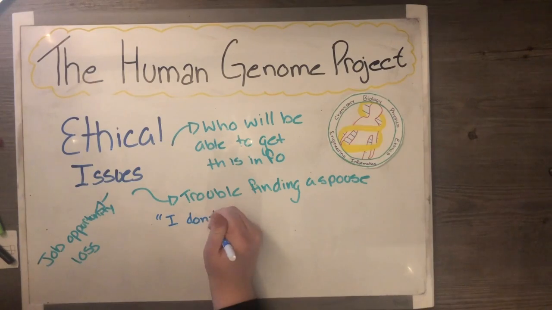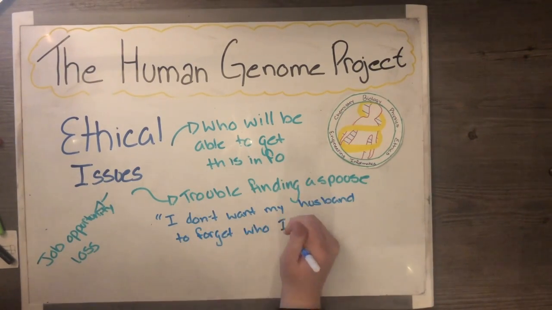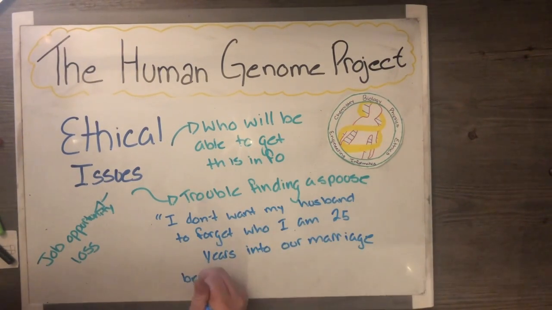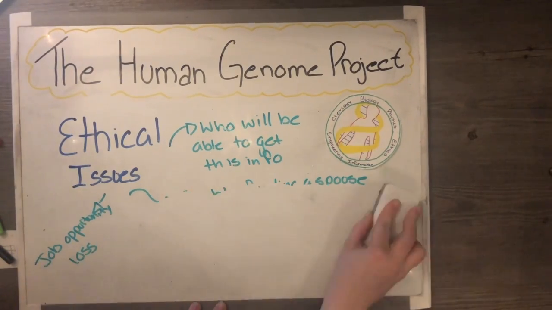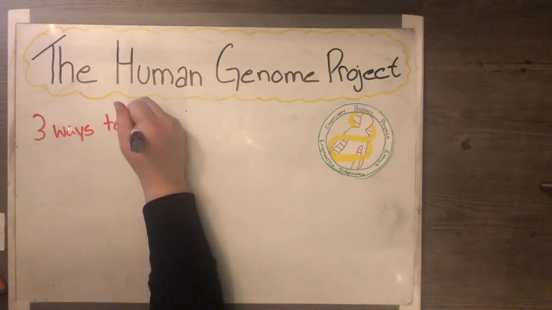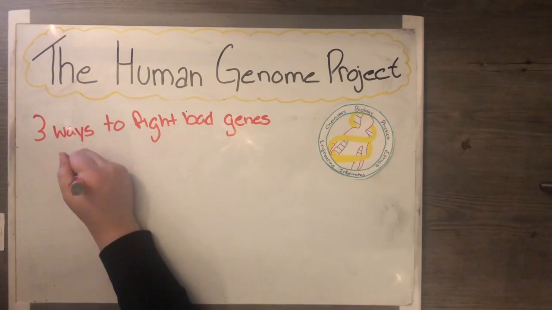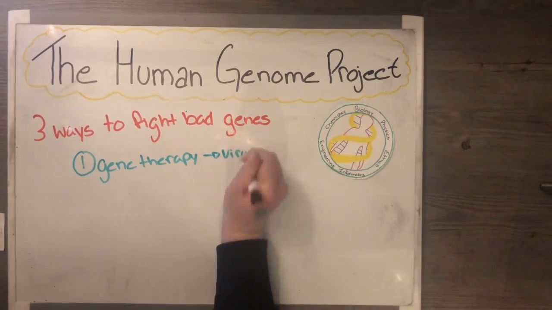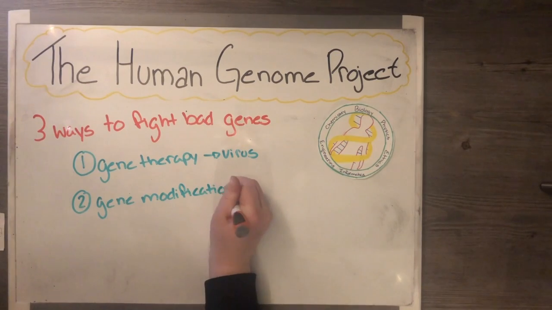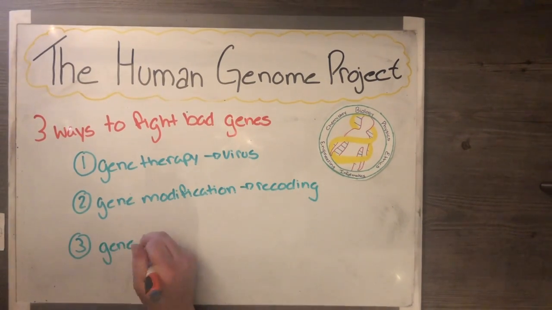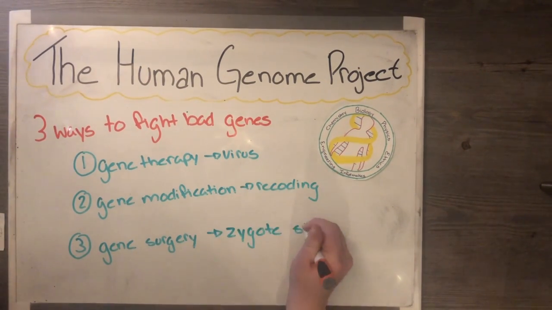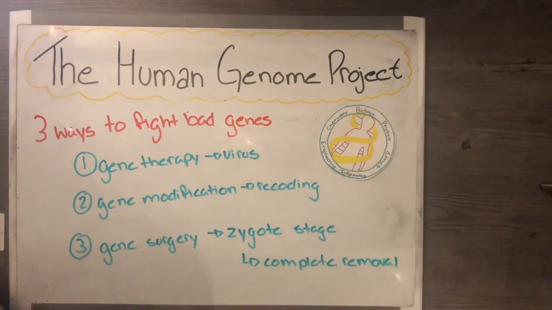Who will be able to get this information? Your bosses, government, the police? This can cause many issues for you, especially when it comes to finding work or even a partner. Although gene therapy is still developing, there are currently 3 strategies. The first being inserting a normal gene through a virus, the second being attempting to chemically recode the genetic message, and lastly, gene surgery, which must be performed on a zygote.